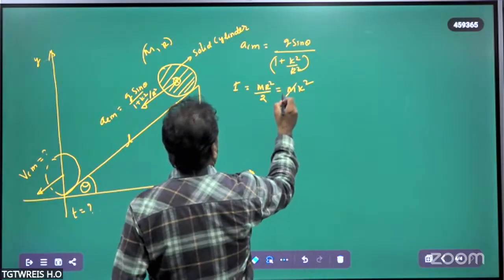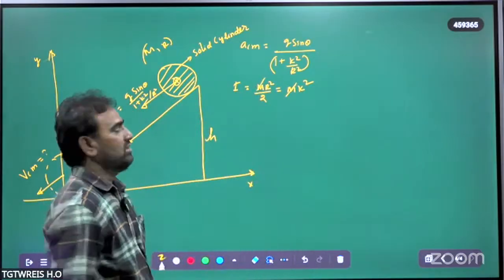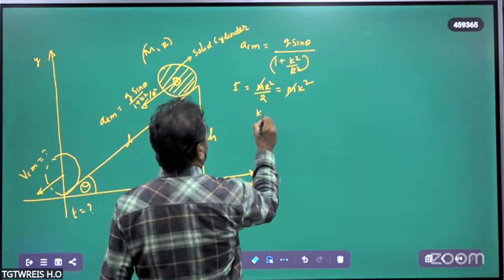On both sides, m gets cancelled out. From this, k square upon r square is equal to 1/2.